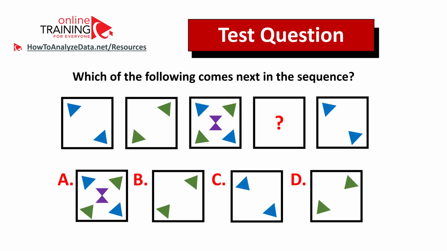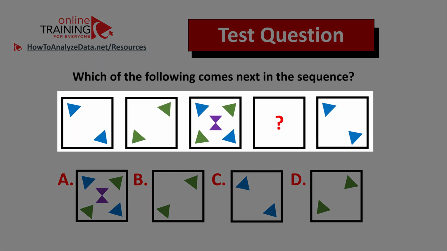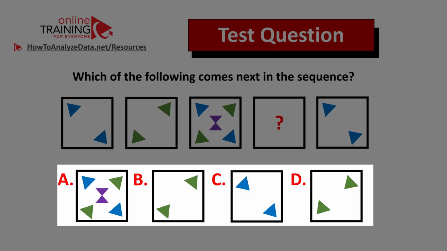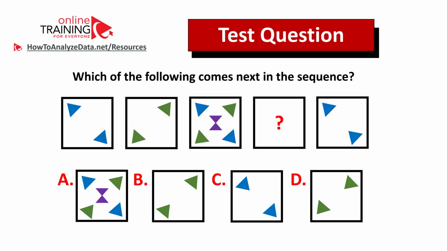Here is a question from the test you can try to solve on your own. Which of the following comes next in the sequence? You're presented with a sequence of 5 squares, and square number 4 is missing. You also have 4 different choices to answer this question: Choices A, B, C, and D. Do you think you know the answer? One tip for you here, always look for patterns.